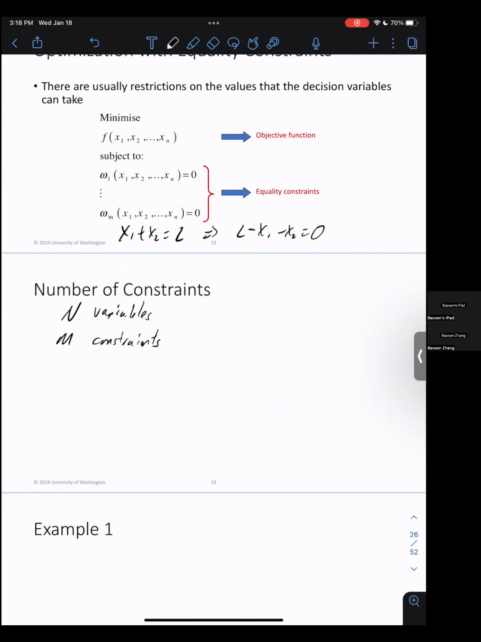How large can m be? The largest m can be is equal to n, it turns out. If m is larger than n, there's normally no solution. Things to remember: if you have more constraints than variables, you normally can't solve this. If you have 2 variables and 3 equations, you can't satisfy all 3 equations at the same time. So this you actually need to check.